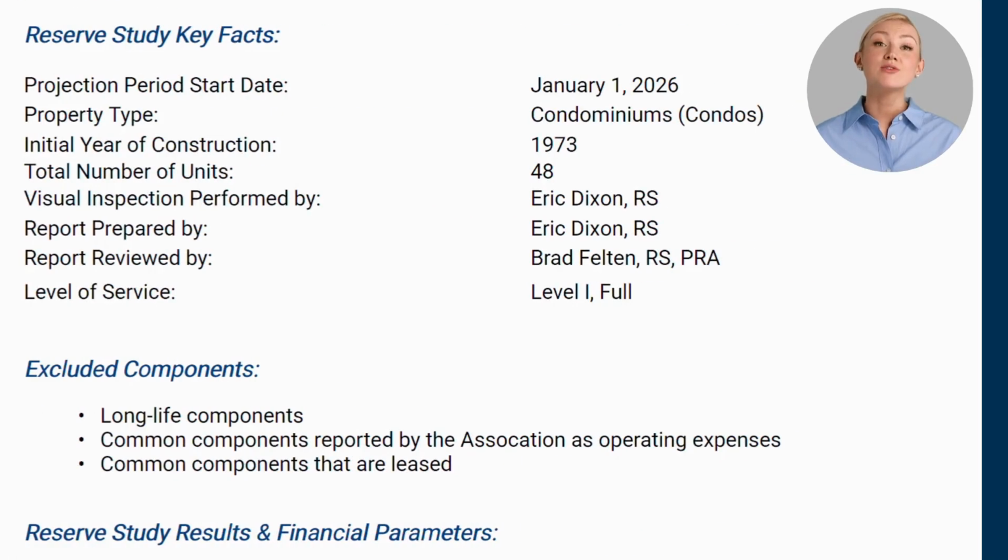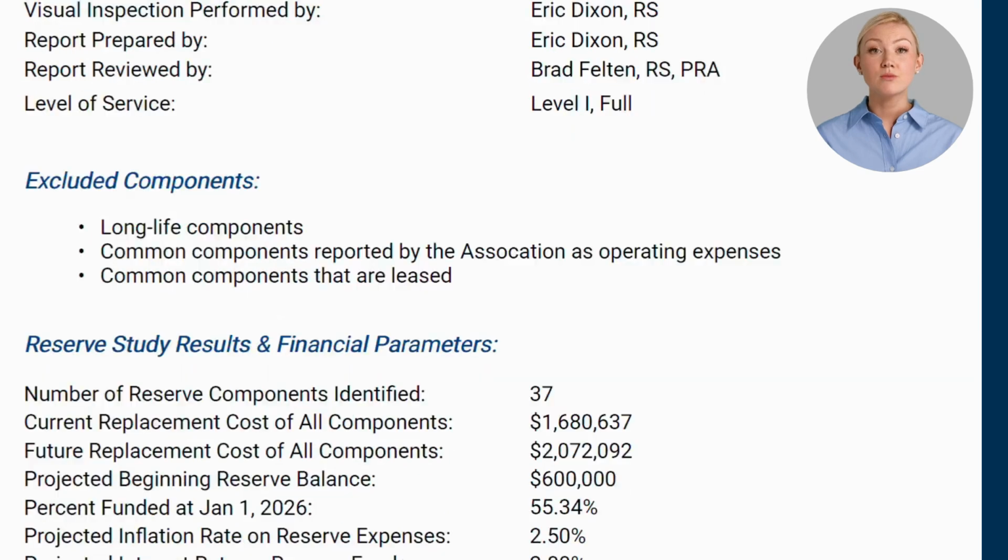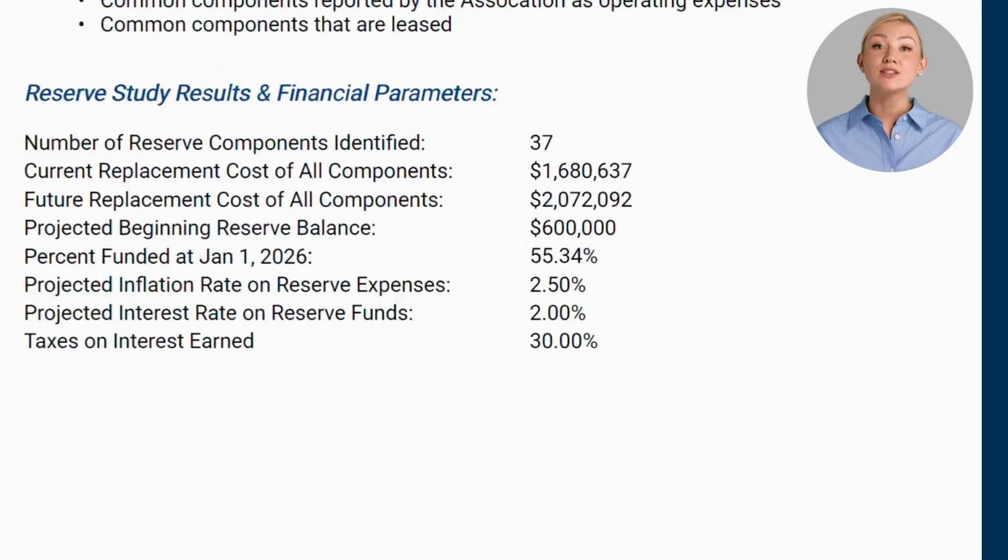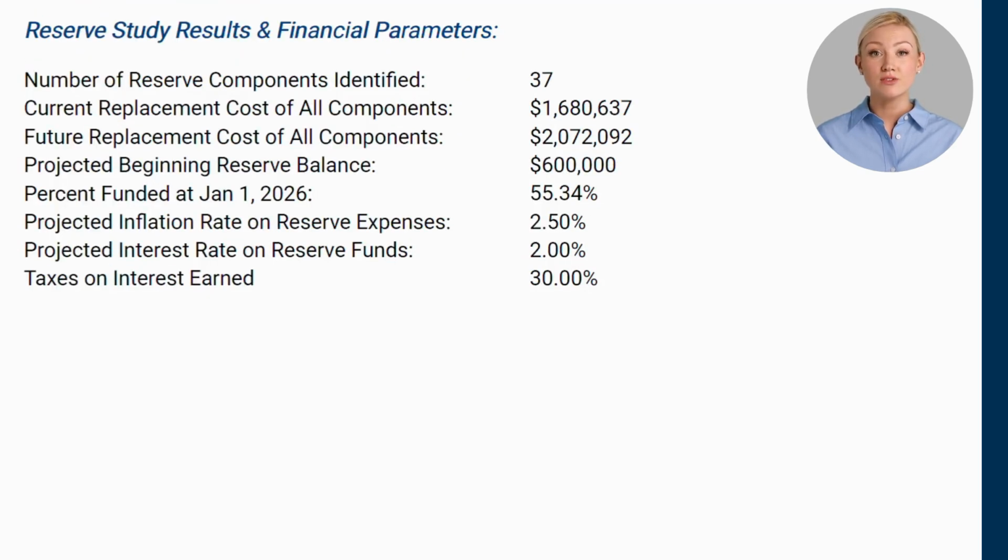On the next page of the Reserve Study Summary, the key information is presented in a list format. You'll also see a brief disclaimer explaining why certain components may be excluded from the report. Moving further down, we come to the component results and the financial parameters used in the report.